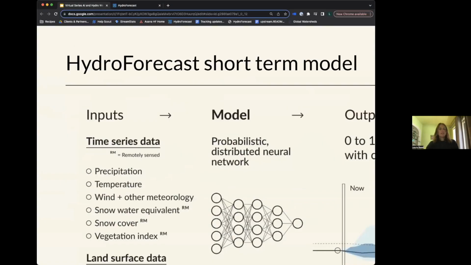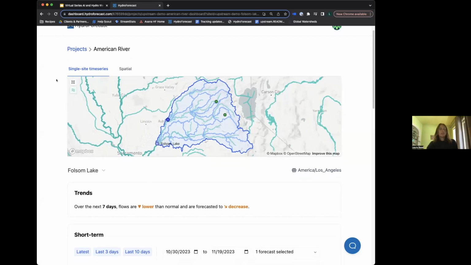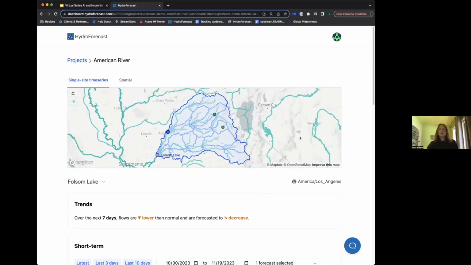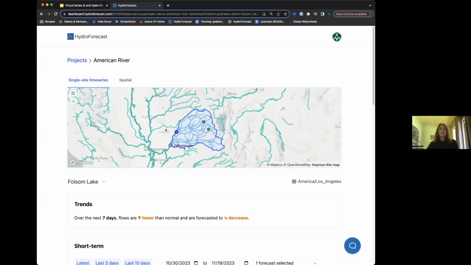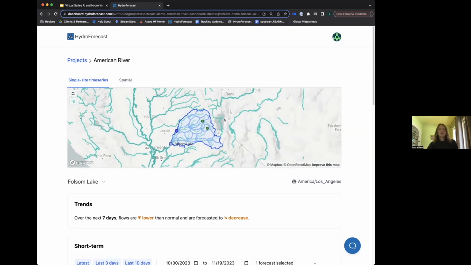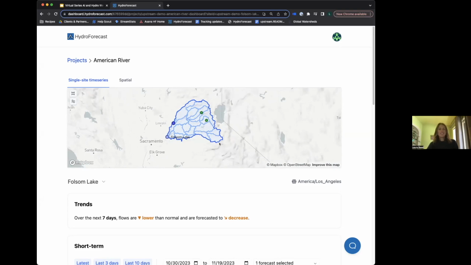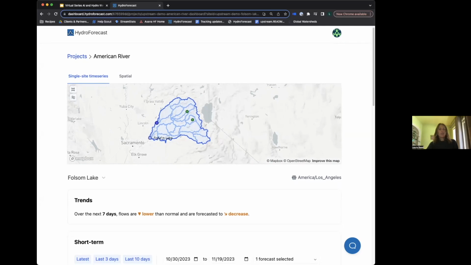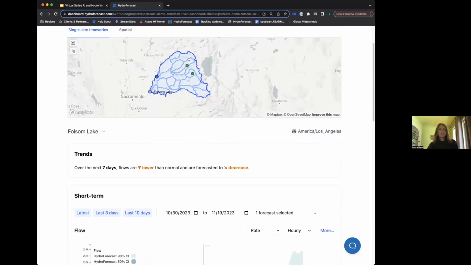And to kind of bring this into perspective for what the everyday user looks at, here's an example of a demo site in California where we have our forecast set up. This is our dashboard. So for our users that like to come on and see what the forecasts look like, this is Folsom Lake, Folsom Reservoir. This is Lake Tahoe. So Central California here. So this is our basin that we have set up, and we run operational forecasts here for inflows into Folsom Lake.